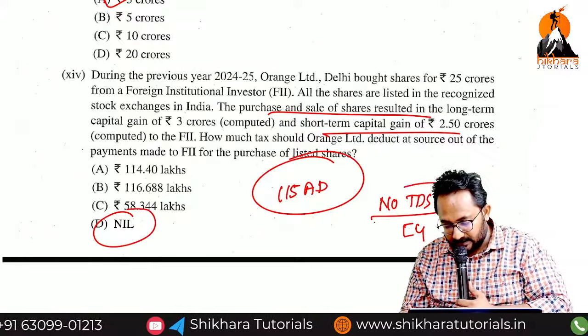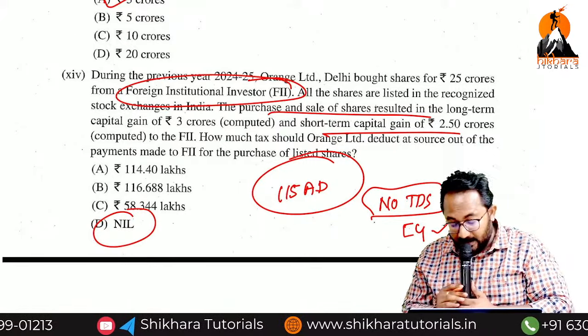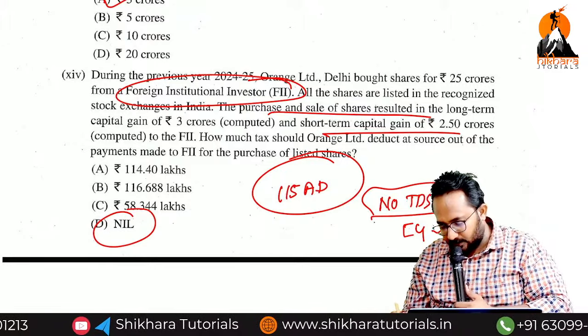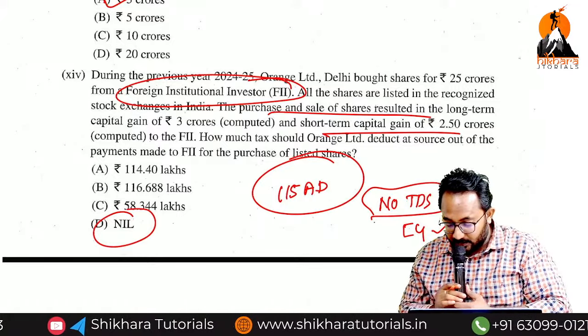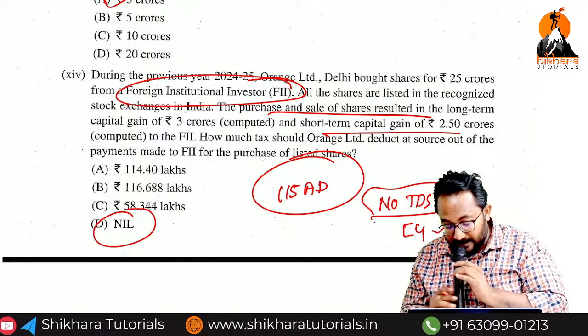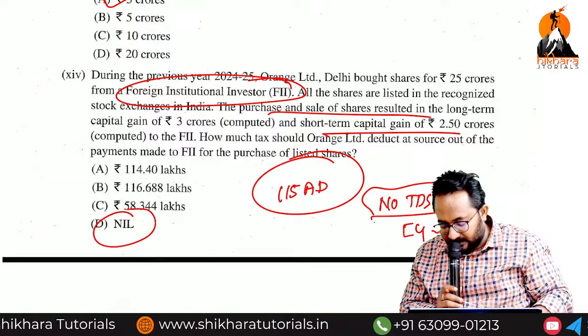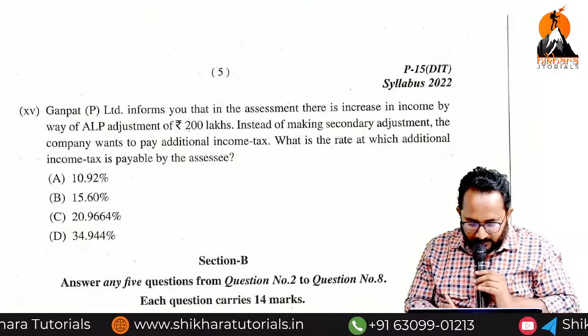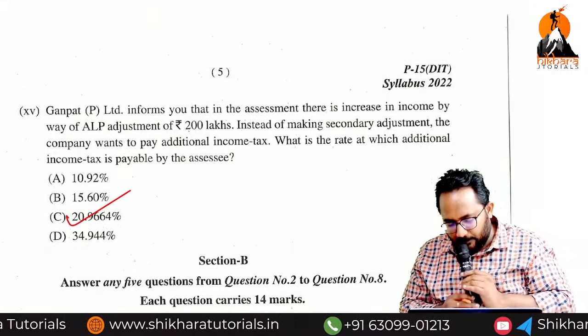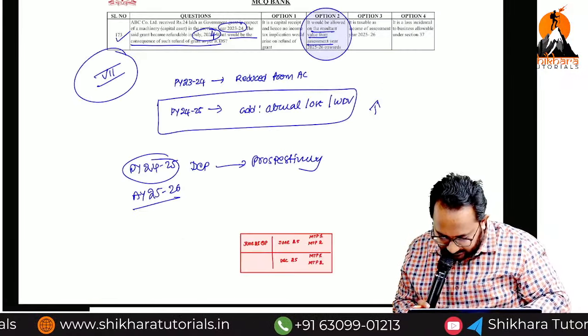No need to deduct the TDS if that income is paid by the FII to whoever the investors are. There is no requirement to deduct the TDS with respect to the capital gain amount. On the remaining interest and securities related income, yes, we have to deduct. What is the additional income tax? 20.9664.